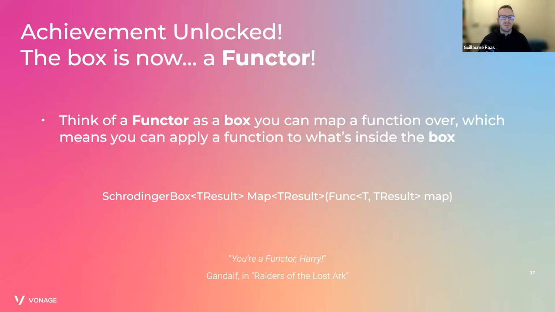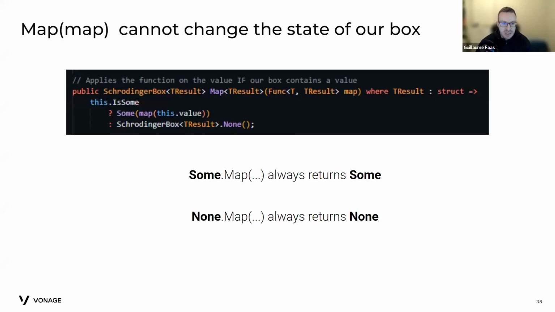Remember the definition? Think of a functor as a box you can map a function over. Map, which means you can apply a function to what's inside the box. Yeah, that's map. Box is now a functor. Great. Now, I don't know if you were able to observe that, but our functor has one big problem. It cannot change the state of our box. If I have a box with a some state and I call map, it will always return the some state. And if I have a none state and I call map, it will always return a none state. That can be tricky.